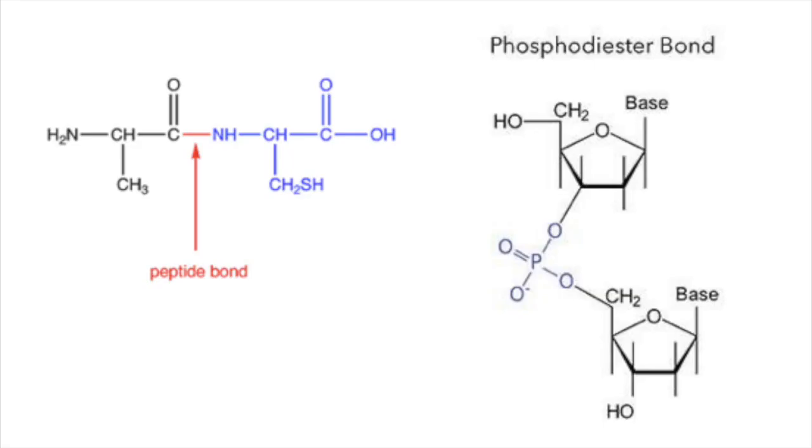On the left is an example of a peptide bond. This peptide bond in particular is bonding a cysteine shown in blue to an alanine shown in black. A peptide bond is formed when the amino end of an amino acid attacks the carboxyl terminus of another amino acid, resulting in the loss of a water molecule and a covalent bond between carbon and nitrogen.